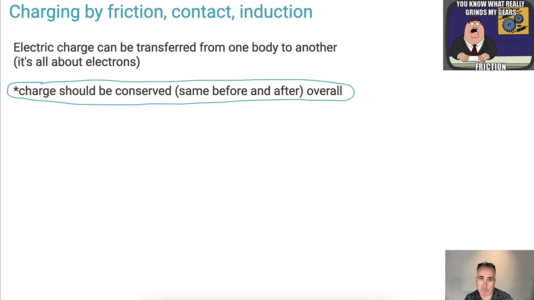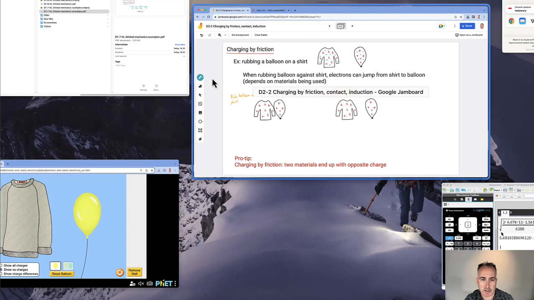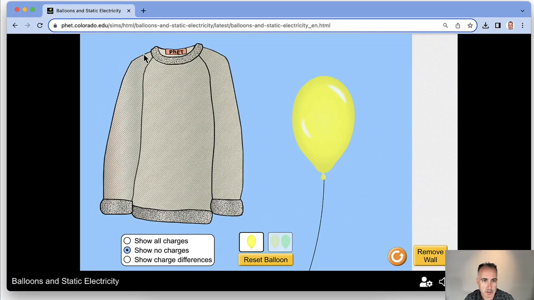So let's maybe start off by looking at charging by friction. Now, before we do anything else, I'm actually just going to show you a little animation. This one here is by PhET, they do great animations. Without looking at what's going on inside, we're going to look at it later, but let's just say you have a balloon here, you have a shirt here, and you have a wall here. Right now, as I put it close, the balloon isn't really attracted to the shirt. The balloon isn't really attracted to the wall.